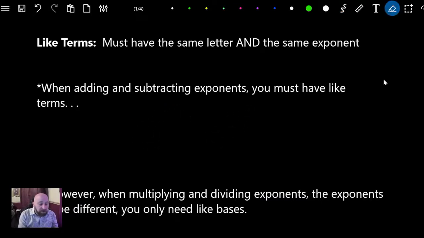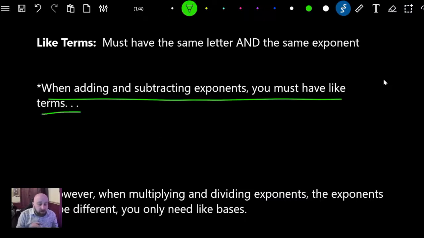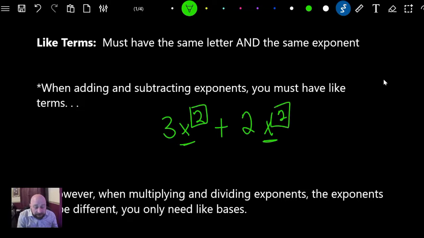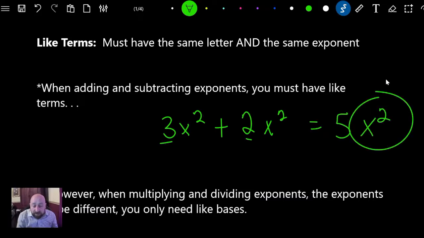Okay, so now take a look at this next line. It says when adding and subtracting exponents, you must have like terms. So if you remember this from, again, going back to chapter number 3, way back, we had something like 3x squared plus 2x squared. And we can combine those, right? Why can we combine those? Because the letter is the same and the exponent is the same. So all you had to do is say 3 plus 2 equals 5x squared. This doesn't change when you're adding and subtracting.